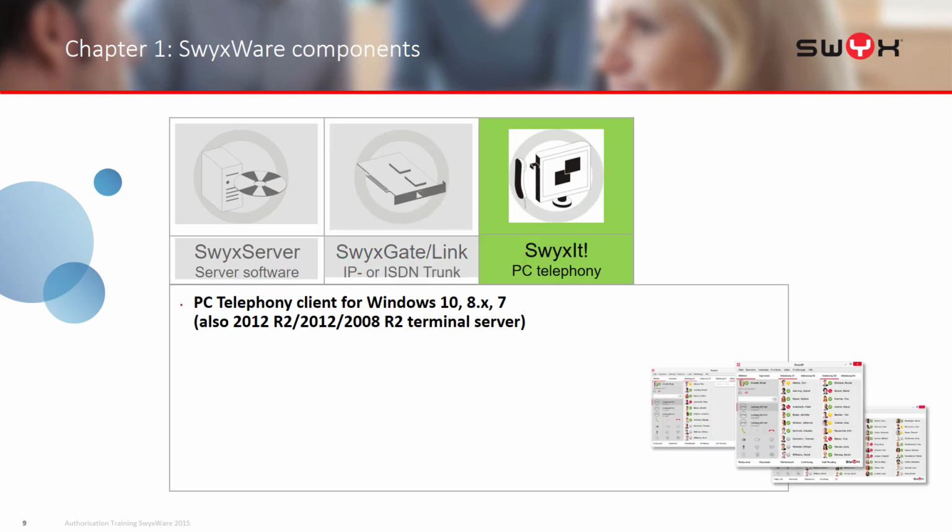And then we move on to our soft client. Our Windows client is called Swyxit. We also have a Mac client, Swyx for Mac OS X. Talk about that later in the course. This is PC telephony for Windows 7 or above, both 32-bit or 64-bit versions of the clients are available. It also works on the server, of course, and it also works inside terminal server, but again we'll discuss that in more detail when we get onto the training itself.